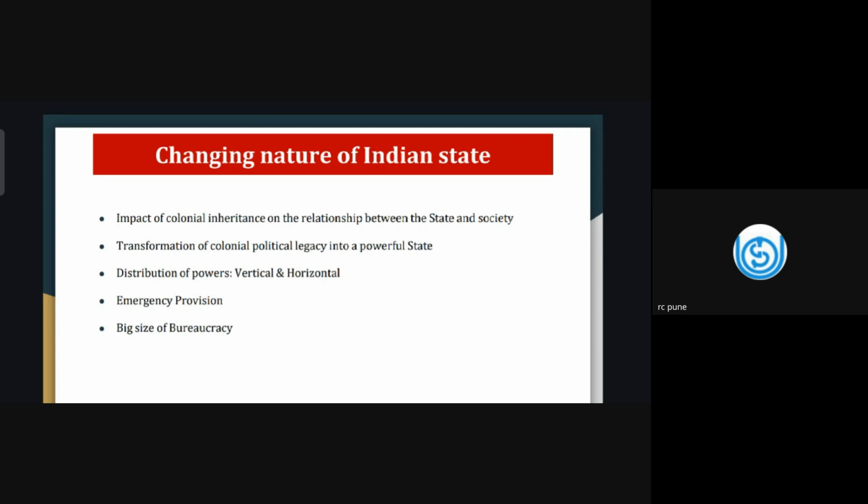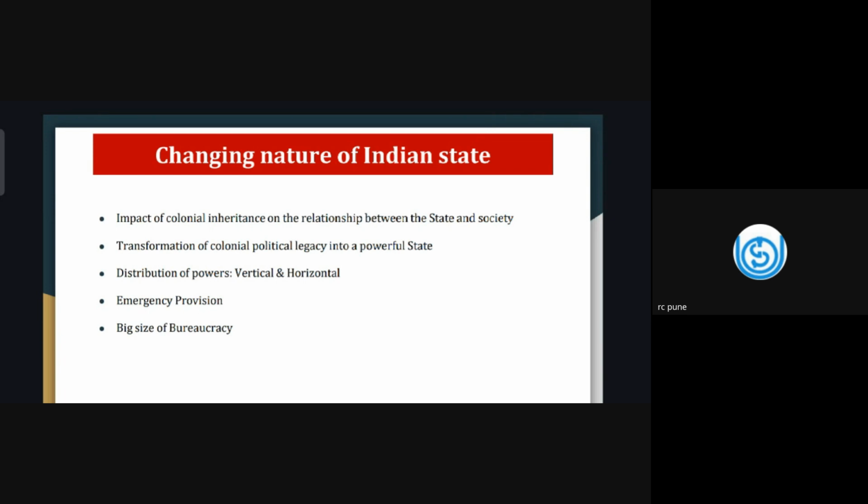So when it comes to distribution of power, it has two categories. Just now the one which we discussed, center and state, and even if you want to add local self government in that, so three levels: union level, state level, and local level. So at all these three levels, powers are distributed equally or unequally. This is called vertical distribution of power.